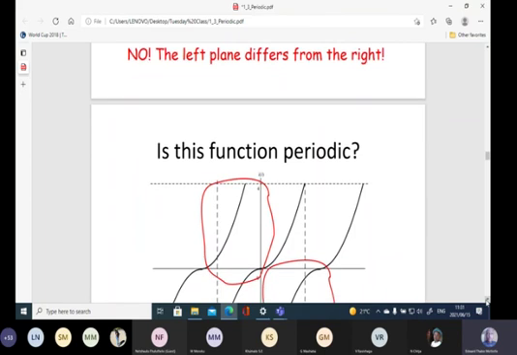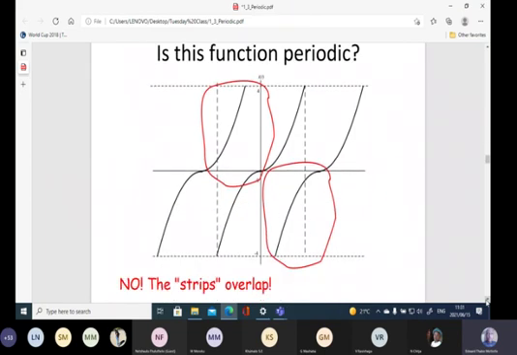Now, is this function periodic? The answer is no. The reason is that you can see these two functions are overlapping, this one here and this one. Even on this side, this one is overlapping; they are not on the same interval. So this is not the same interval.